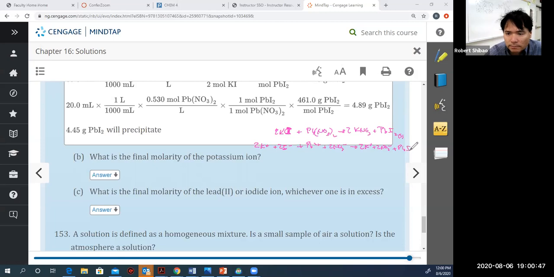And so the potassium ion concentration does not change. K+ is a spectator. Therefore, its concentration does not change. And so whatever concentration it was, it's still going to be the same. Now, this is a challenge problem because of this.